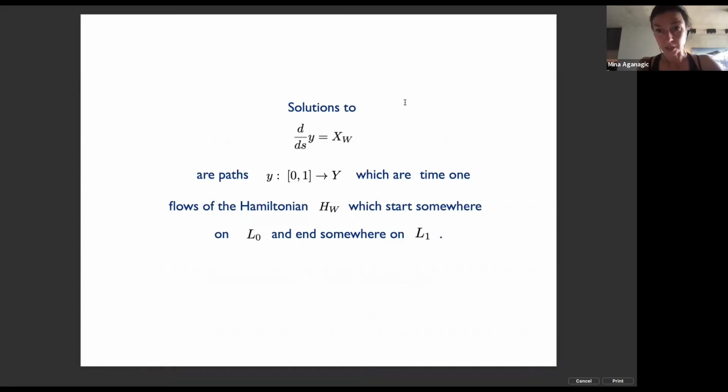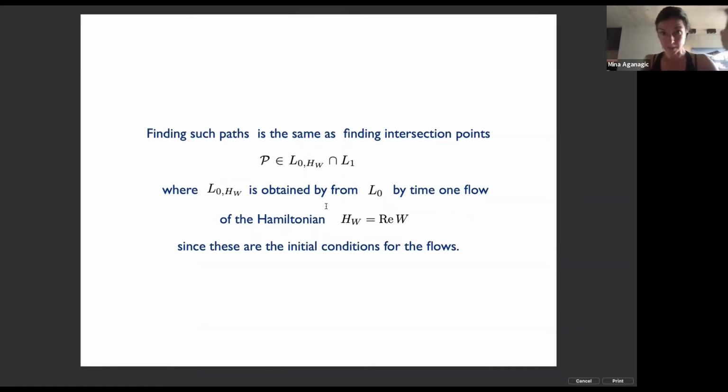The solutions to these equations are simply paths which are time one flows of the Hamiltonian, given by the real part of W, which starts somewhere on L0 and ends somewhere on L1. Now, finding such paths is the same as finding intersection points of L1, not with L0, but with the Lagrangian obtained from L0 by time one flow of the Hamiltonian, because these produce the initial conditions for the flows.